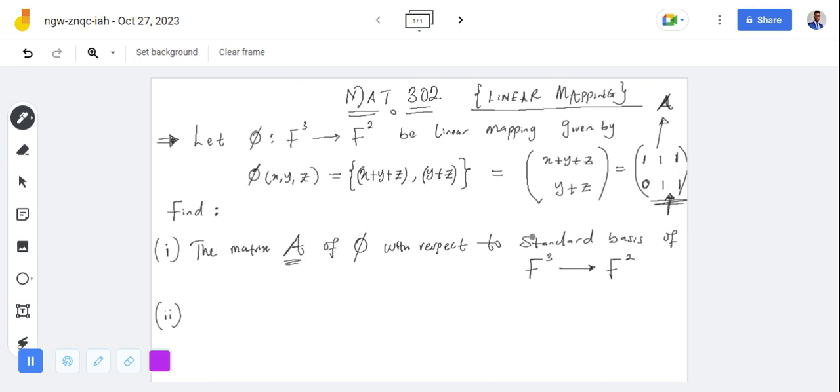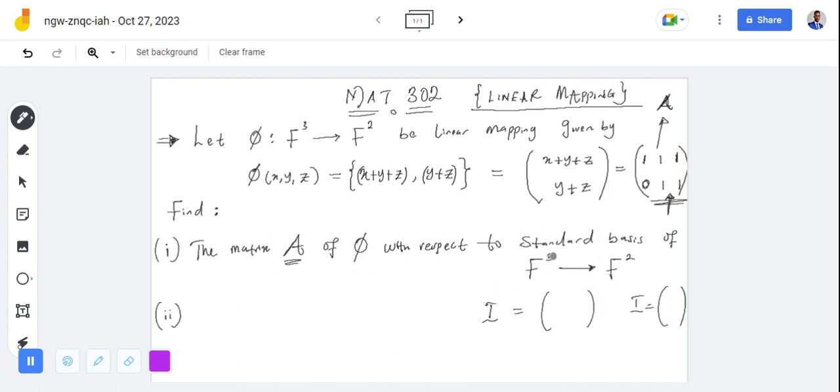And that reminds me, I was actually asking you. You might be wondering what is standard basis. What is the standard basis of F3? What is the standard basis of F2? Let me put it that way. The standard basis of F3 is actually the identity matrix of a 3 by 3 matrix. It's an identity matrix of 3 by 3 dimensional space. What is the standard basis of F2? It is an identity matrix of a 2 by 2 dimensional vector space.